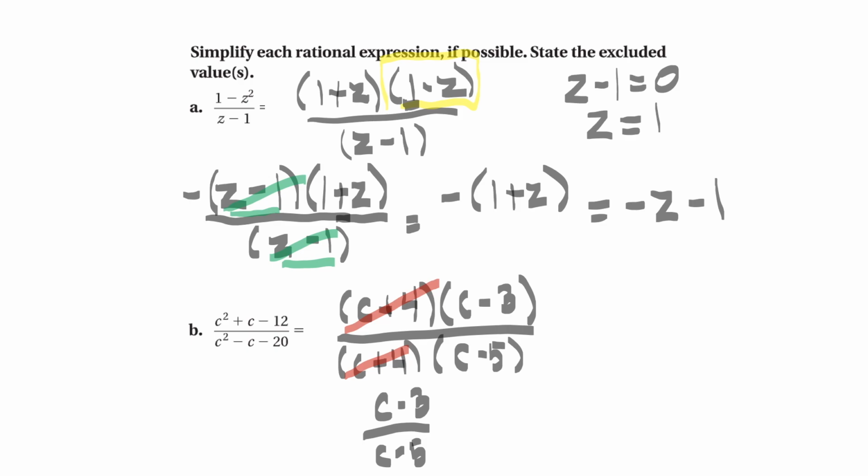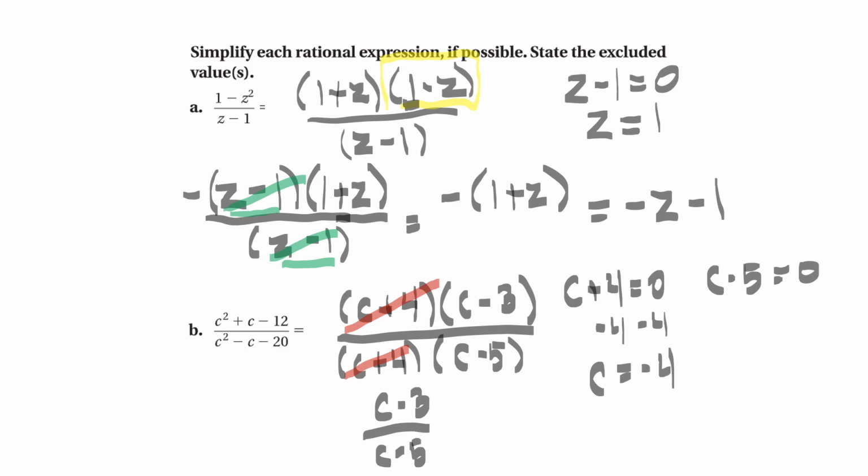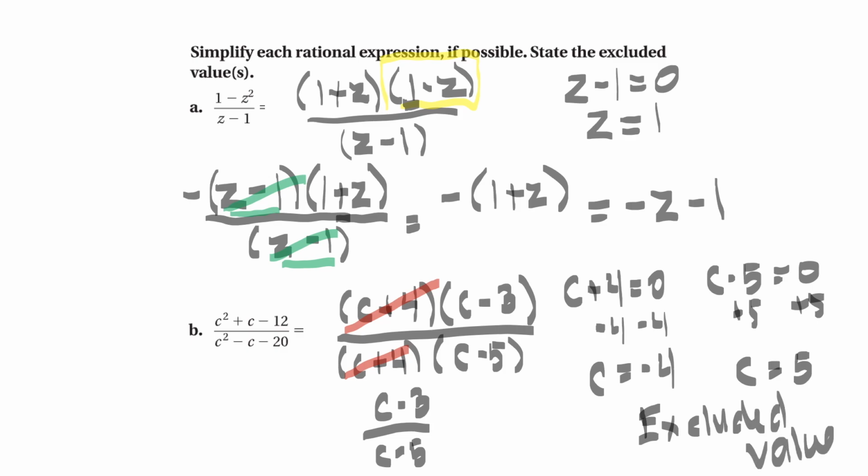So that would be our simplified form. And then, of course, we don't want to forget, now that we factored this, to find our excluded values. So we have two factors. We have c plus 4 equals 0, and we have c minus 5 equals 0. So we would subtract 4, so c cannot equal -4. That's an excluded value. We would add 5, and so c cannot equal +5. These are our excluded values. So anytime we have a fraction, we always need to look at that denominator and find the excluded values.